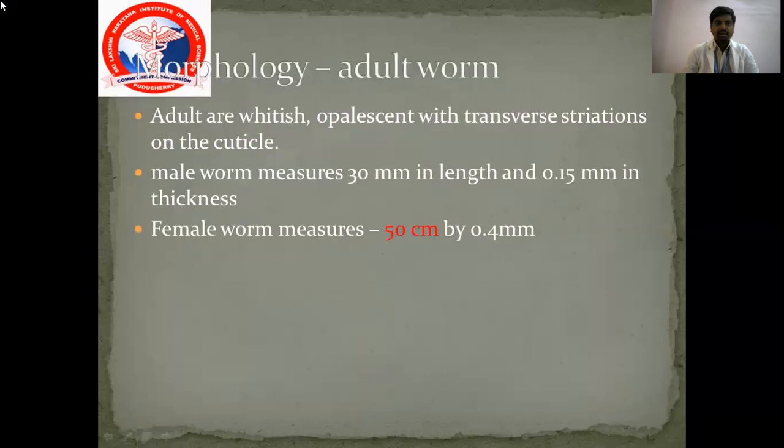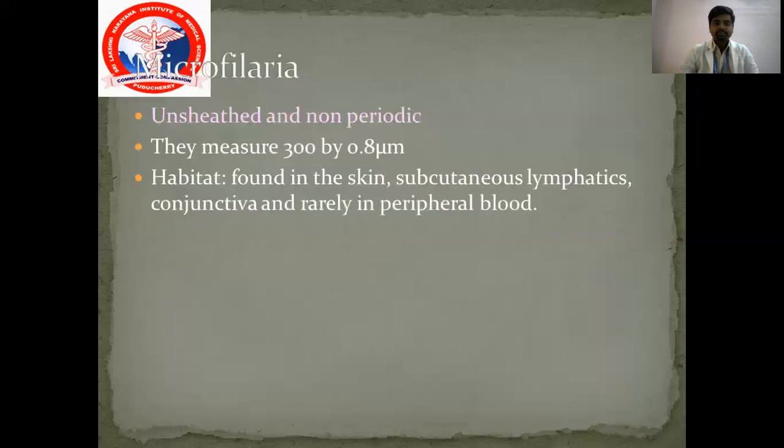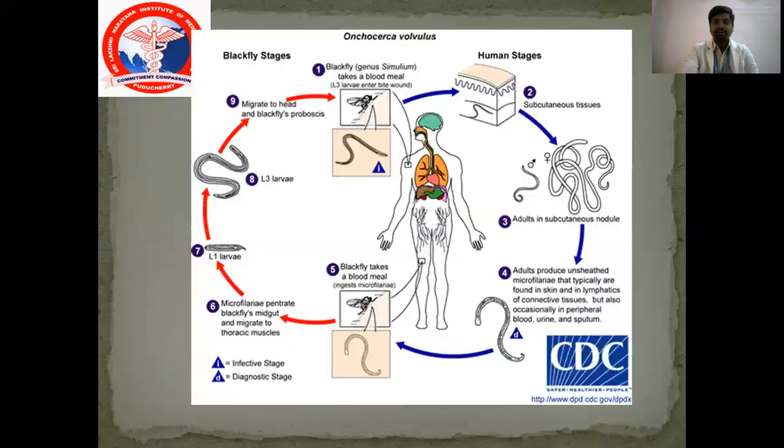Morphology, adult worm: adults are whitish or opaque with transverse striations on the cuticle. The male worm measures 30 micrometer in length and 0.15 micrometer in thickness. Female worms measure about 50 centimeter by 0.4 mm. The microfilaria is unsheathed and non-periodic. They measure 300 by 0.08 micrometer. Habitat: found in the skin, subcutaneous lymphatics, conjunctiva, and rarely in peripheral blood.